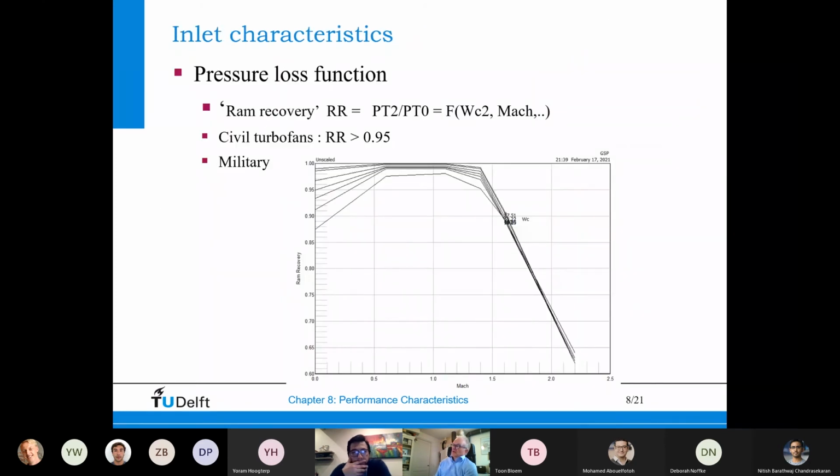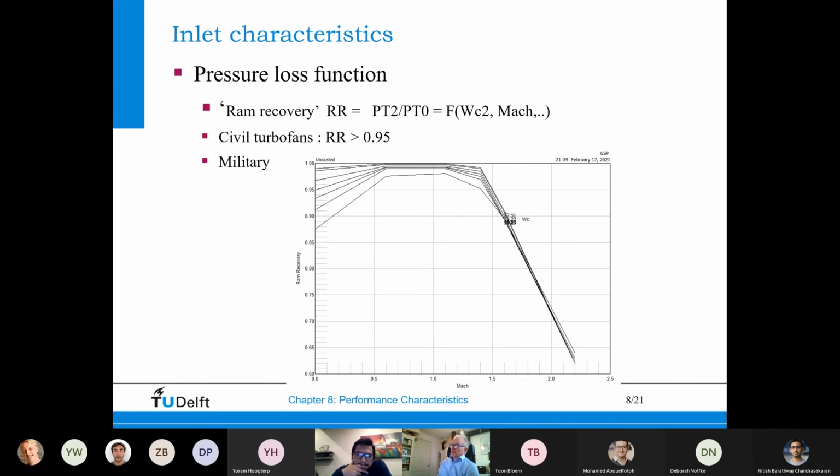Okay, so now we go to simpler components like the inlet, which is basically a pressure loss function. That's what you get from the inlet in terms of system simulation. Of course, if you go to more detailed multidimensional simulation, you're talking about flow distortion and stall, and it gets a lot more complicated. But for the system performance, it's actually only the pressure loss that you're interested in.